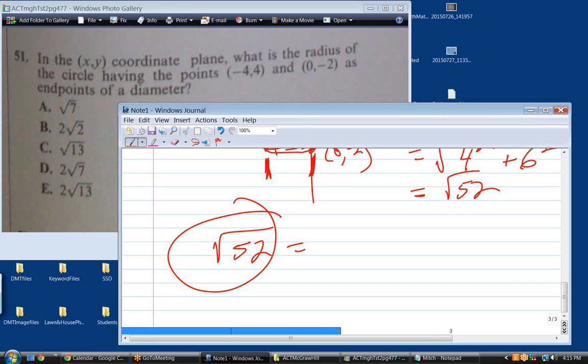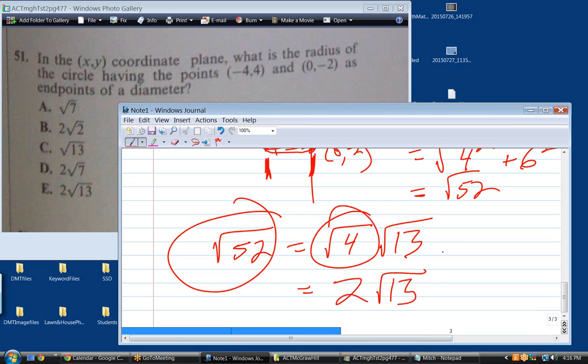What divides into that number? What's a factor of 52 that's a perfect square number? Four. Yeah, 4. So the square root of 52 is the square root of 4 times the square root of 13. Well, that becomes the number 2 root 13. So we get the answer that's on the test by simplifying that.